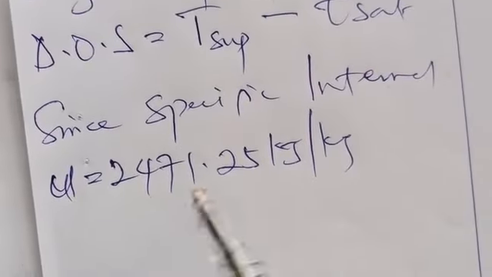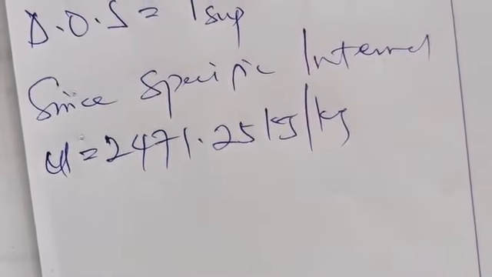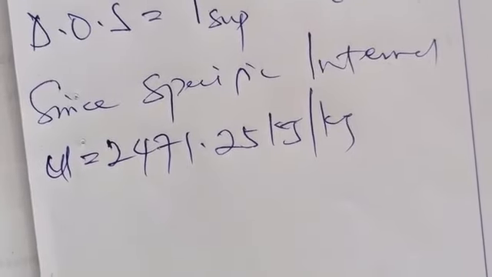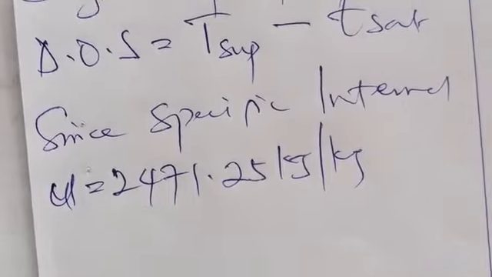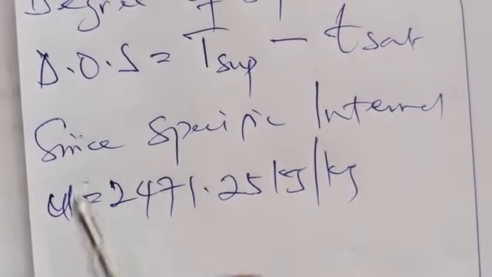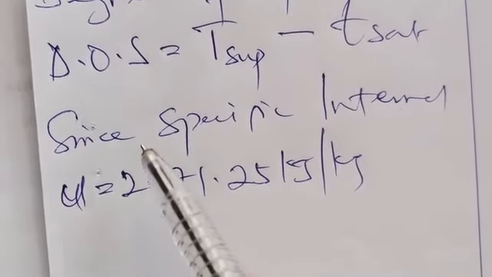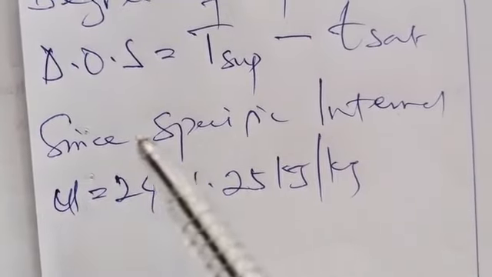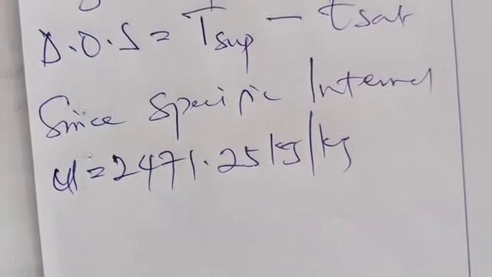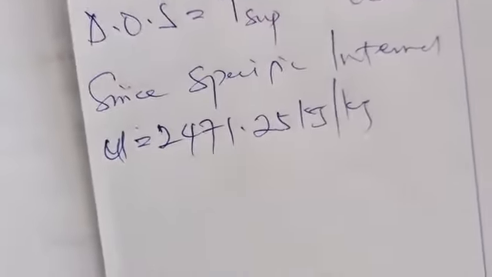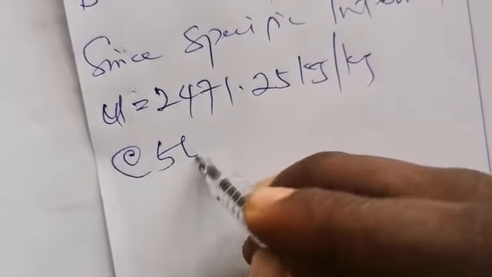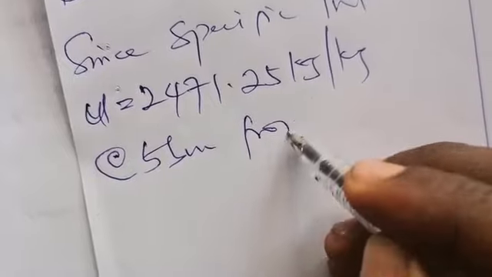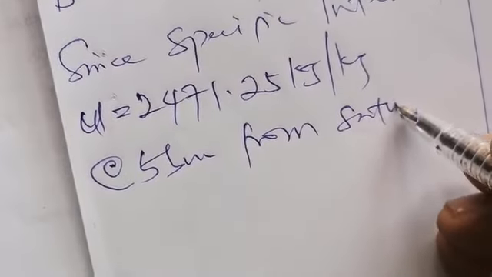I said we have to convert this internal energy to a specific property because all the properties on the steam table are specific properties. Now, all we need to do is go to the superheated steam table and look for the temperature corresponding to this internal energy. Already we know the saturation temperature at 5 bar, from the saturated water and steam table.